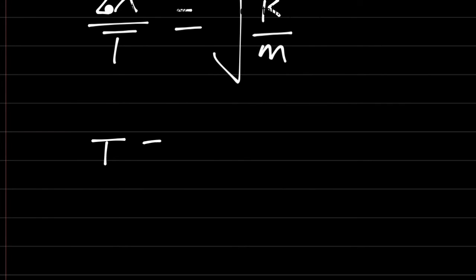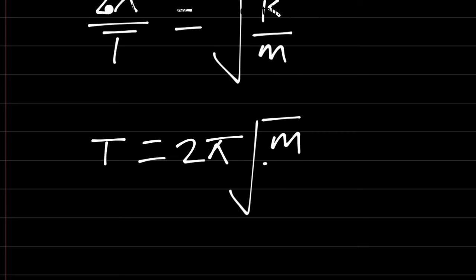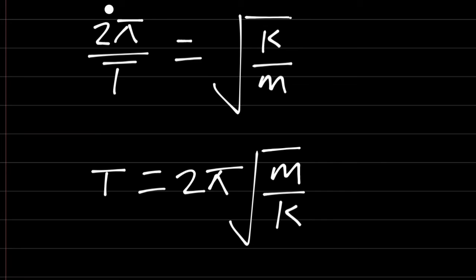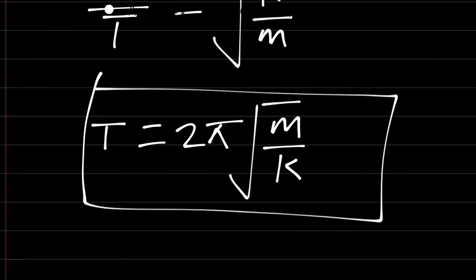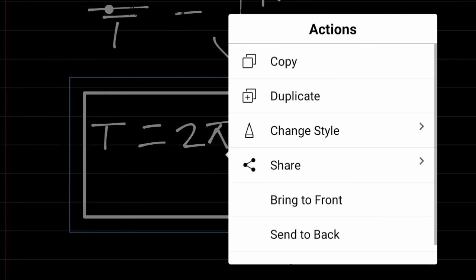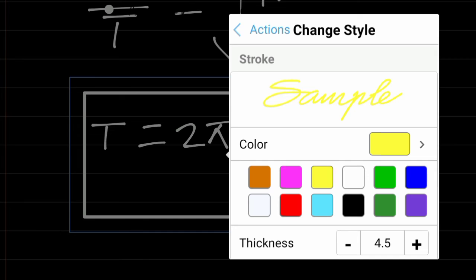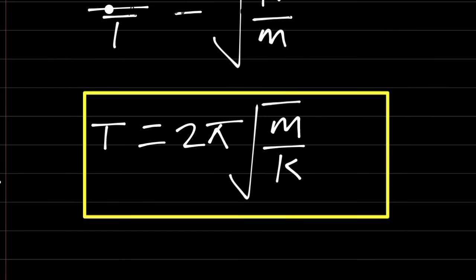Therefore, period is now equal to what? 2 pi square root of m over k. If you work on the above formula just the way we did earlier, you are going to get T is equal to 2 pi root m over k. So we've gotten our formula.